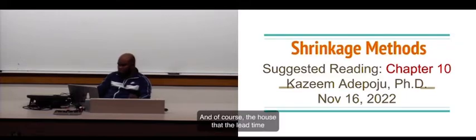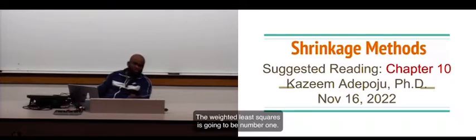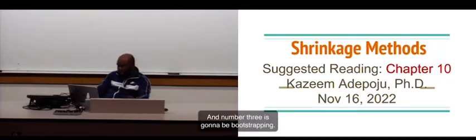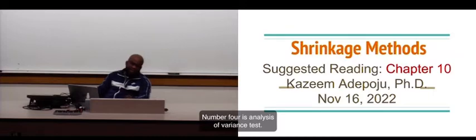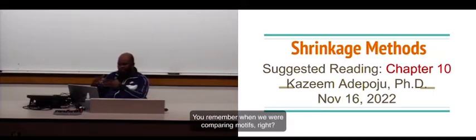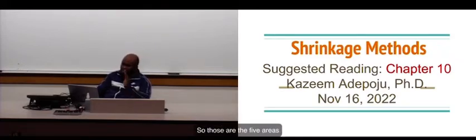And of course, the areas that midterm two will be extracted from are, as I told you the other time, weighted least squares, which is number one, and number two is bootstrapping. Number three is transformation. Number four is analysis of variance test. You remember when we were comparing models, right? And number five is general linear hypothesis. So those are the five areas midterm two is going to come from.